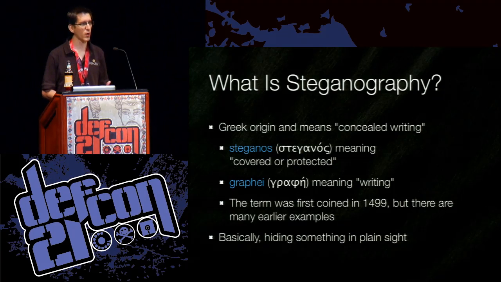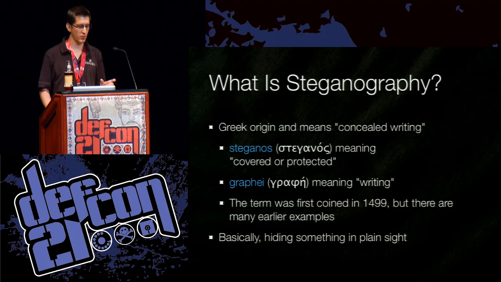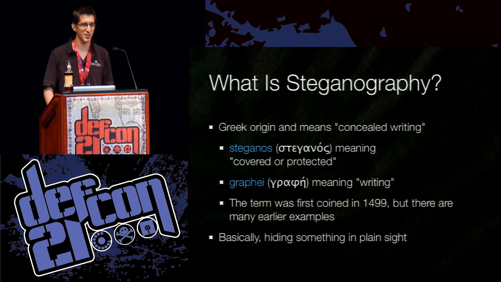The origins of the word are Greek, and it means concealed writing. There are two roots of the word: steganos, which means covered or protected, and graphe, which means writing. I apologize if I'm butchering the Greek. I may have Greek roots, but I've never spoken the language. Sorry, Grandma. The term was first coined in 1499, but there are many earlier examples of steganographic techniques used before the word even existed. Basically, it just means hiding something in plain sight.